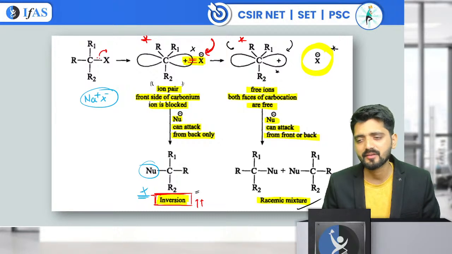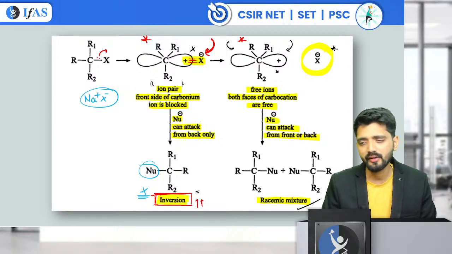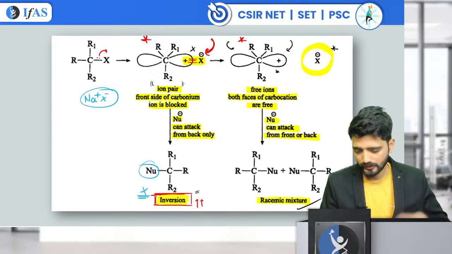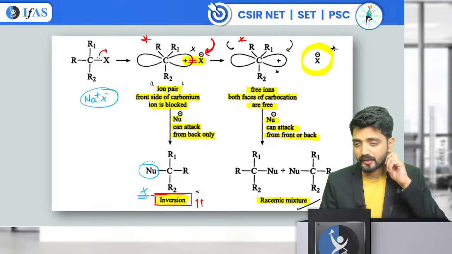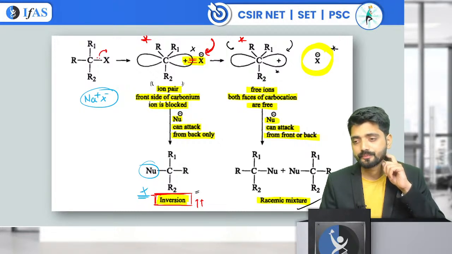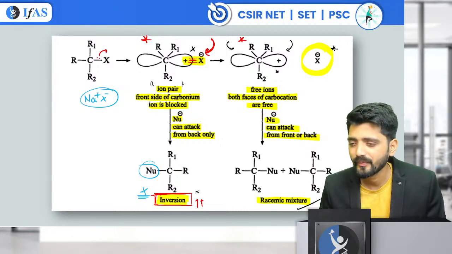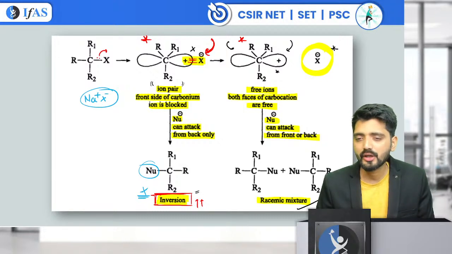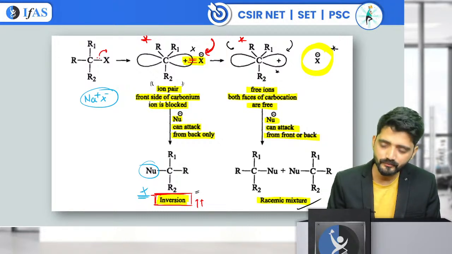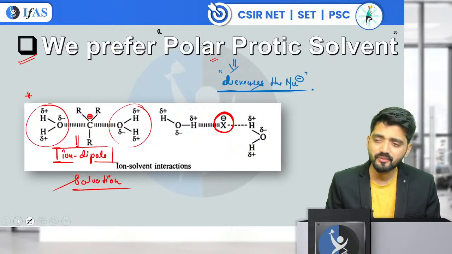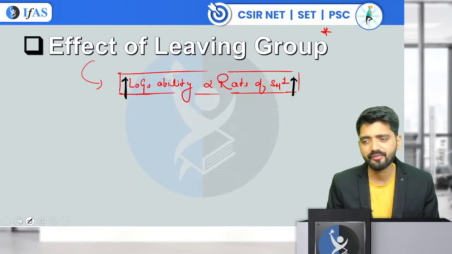Okay, Chem Pacific, I hope what I am trying to explain is reaching you. Good morning, Anusha. Good morning. There are two conditions which I have told you in order to have a perfect racemic mixture.